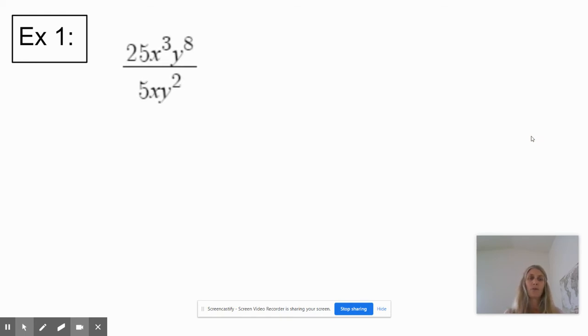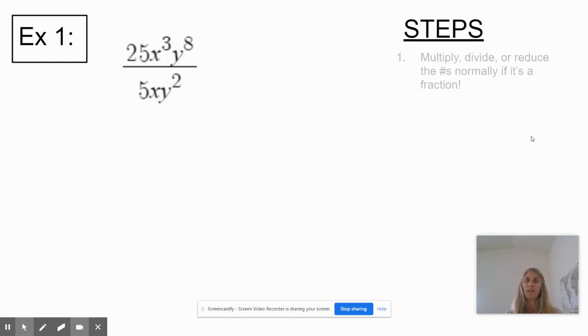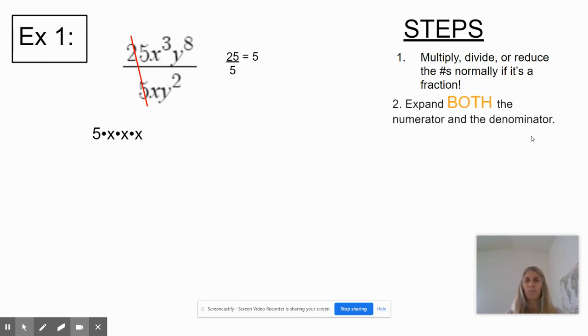Our first problem is 25x to the third y to the eighth divided by 5xy squared. So our very first step to deal with this is we're going to look at the numbers only. We're going to ignore all the variables, and we are going to multiply, divide, or reduce the numbers normally if they're a fraction. So as you can see, I have 25 divided by 5 here. 25 divided by 5 is simply 5. So I'm now done with the numbers. I know my answer for the numbers is 5. And now we're going to move on to step 2.